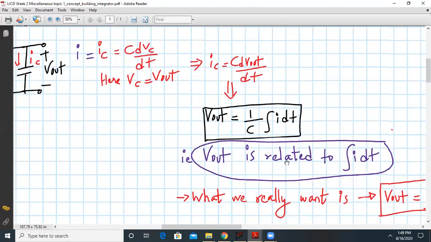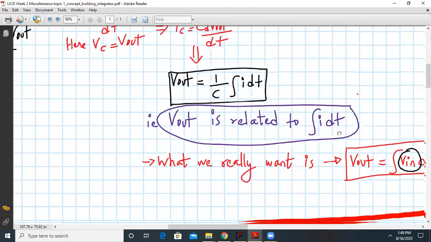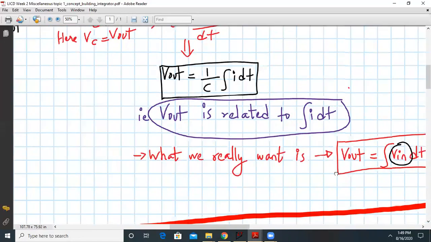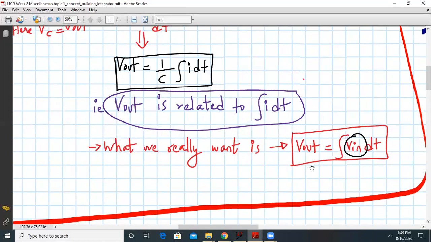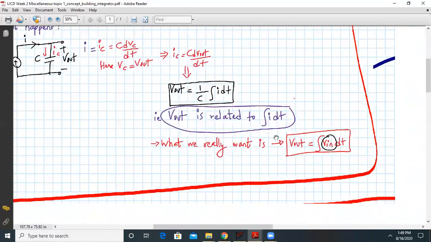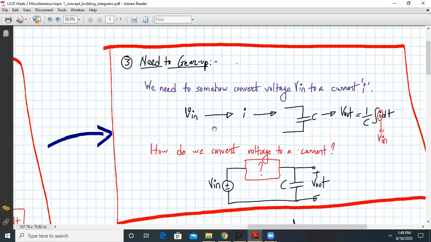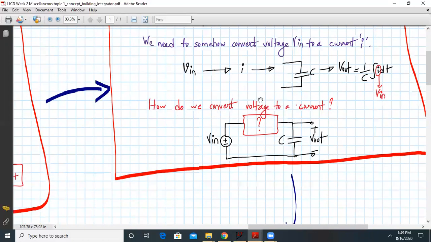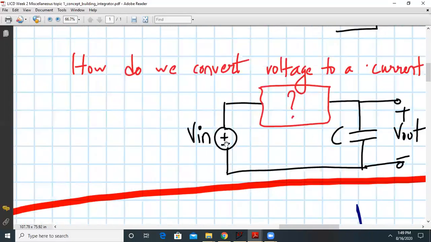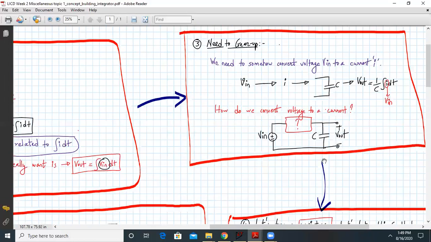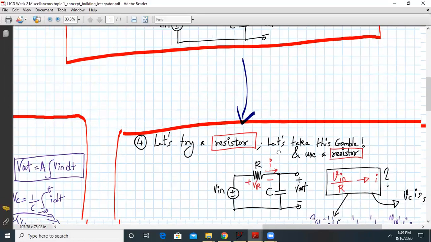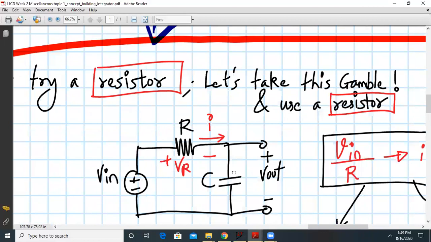So your V out is related to the integral of I dt, but what we actually want is that V out should be related to the integral of V in dt. So somehow we need to convert this voltage V in into a current I. So how do we convert a voltage to a current? We can think of a possible solution of connecting a resistor. So let's connect a resistor and see what will happen.